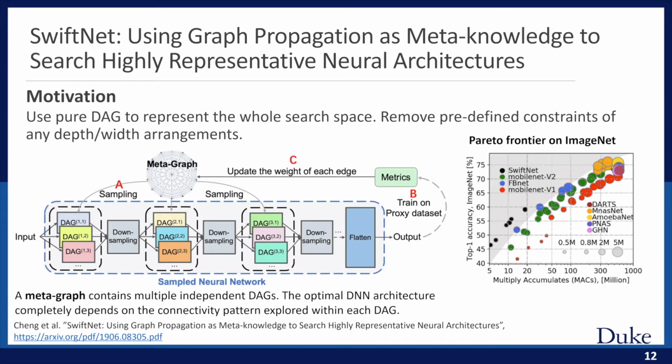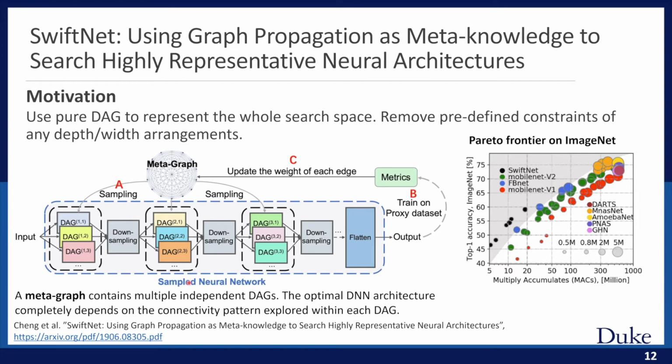On this page, we illustrate the entire flow of SwiftNet. SwiftNet is an application of our search space for vision tasks only. It removes the concept of width and depth scaling and only uses DAGs to represent the whole search space. More specifically, we introduce what we call the mentor graph, which is composed of several DAGs. Multiple DAGs are adapted within the same stage of the network, and then we do downsampling to connect the different DAGs from different stages.